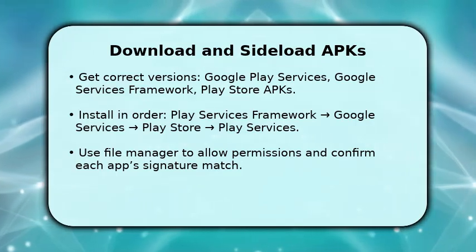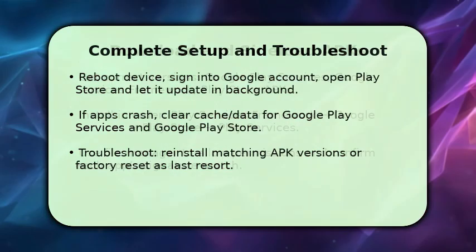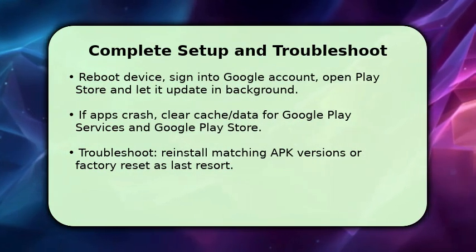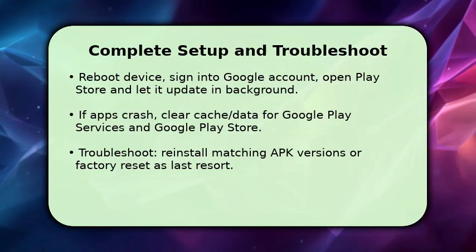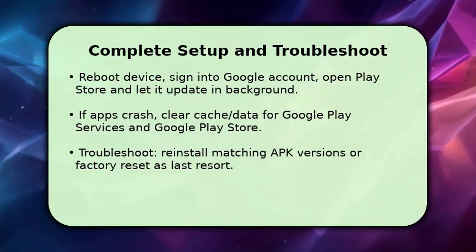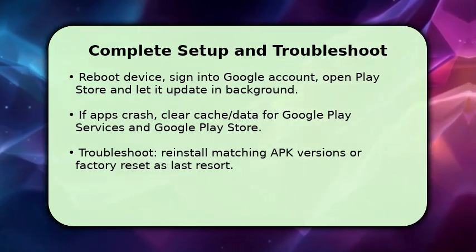Finally, reboot your Huawei once all APKs are installed. Then open the Play Store and sign into your Google account. Allow background updates to complete. Make sure apps sync and push notifications work.